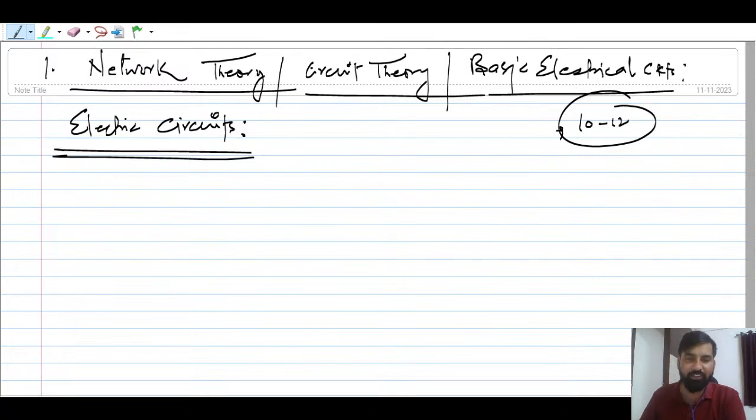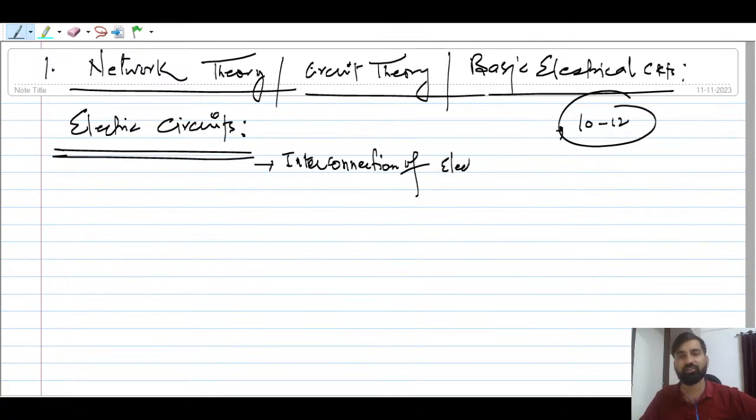So what is the meaning of electrical circuit? Can somebody tell me? Electrical circuit is nothing but what? Suppose you have electrical elements, let's say resistor, inductor, capacitor, and sources, and you just connect them. So it is an interconnection of electrical elements, or you can say electrical components.